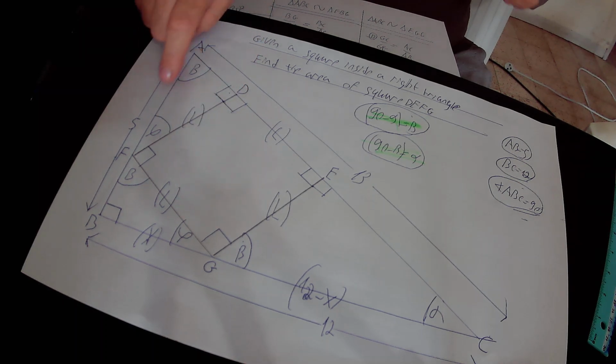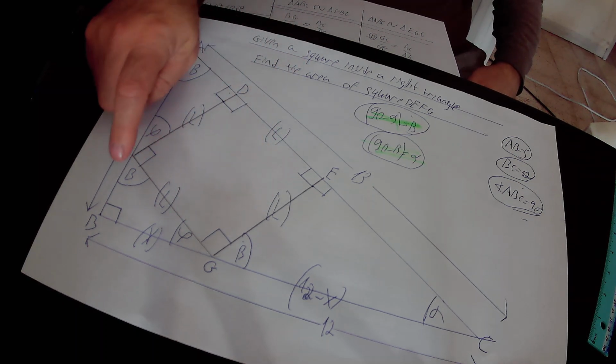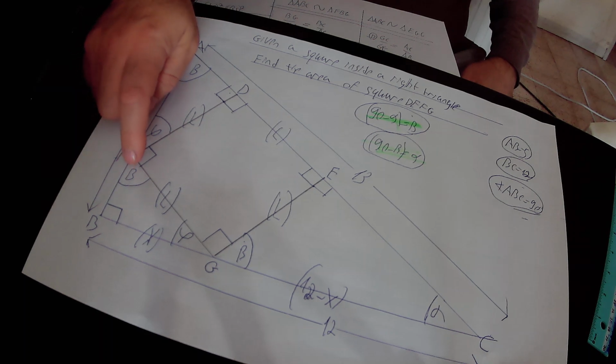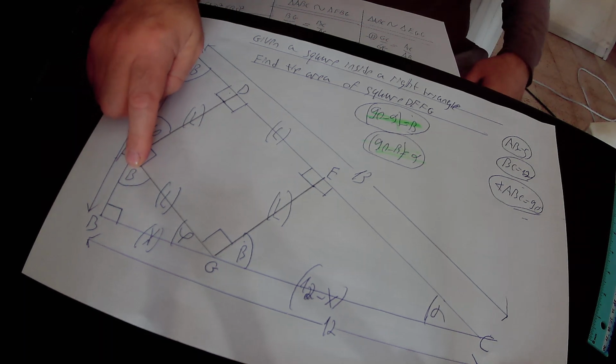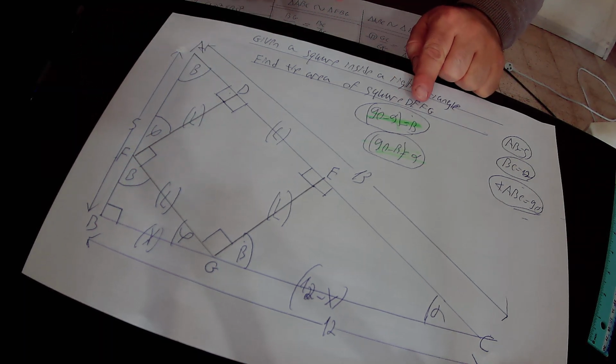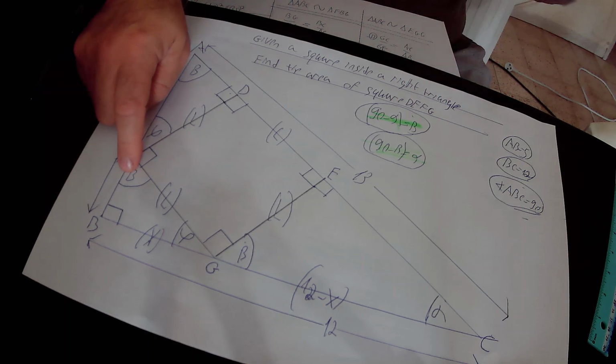In the right triangle FBG, this angle equals alpha, this angle equals 90 degrees, therefore the missing angle here must be equal to 90 degrees minus alpha. But 90 degrees minus alpha equals beta, therefore the missing angle here must be equal to beta.